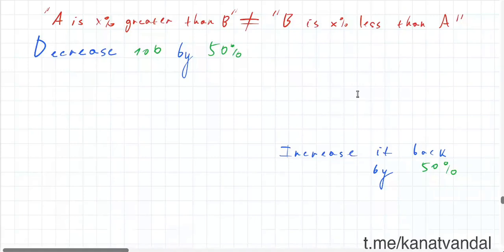If you believe that these two phrases are equivalent, then you also believe that decreasing 100 by 50%, then increasing it back by 50% will return you 100, right? But let's check if it's true. Decrease 100 by 50%, it will give us 50, right? And let's increase 50 by 50% of 50 actually, right? And it will give us 75, right? It's not 100. So you cannot use these two phrases interchangeably, okay? Because percents are relative. A percentage only has meaning relative to a reference value, okay?